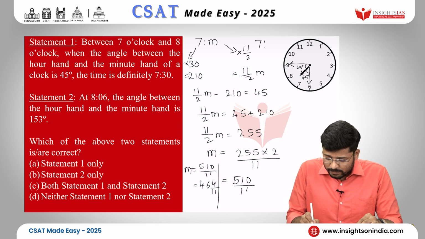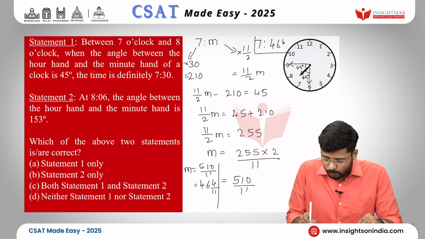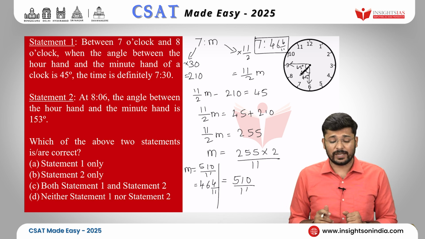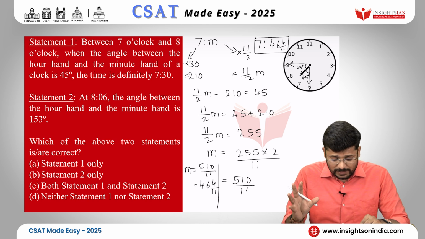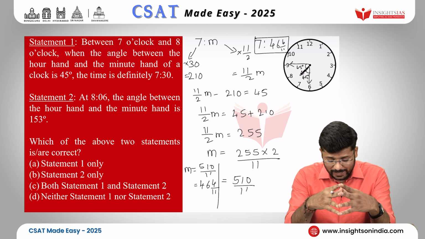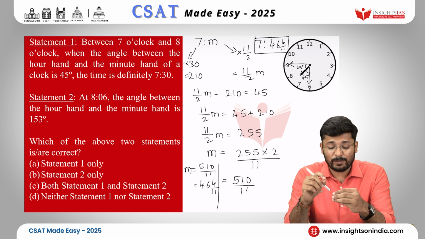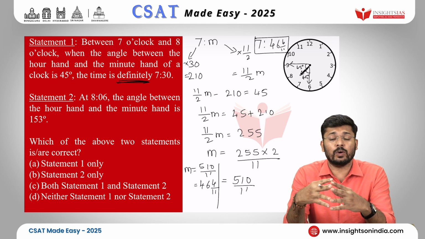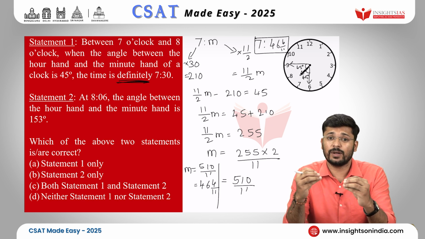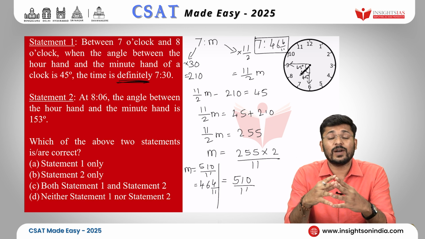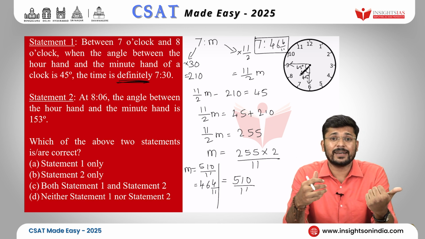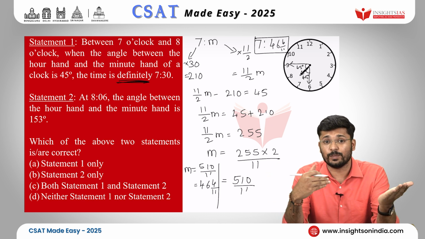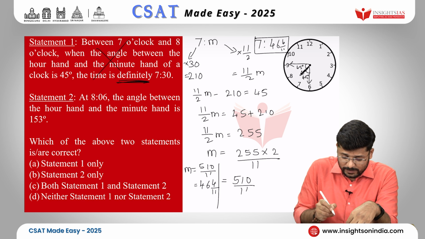So when the time is 7 hours 46 4 by 11 minutes, even then the angle between the hour hand and the minute hand is 45 degree. Now look at the statement. Between 7 o'clock and 8 o'clock, when the angle between the hour hand and the minute hand of a clock is 45 degree, the time is definitely 7:30. The keyword is definitely. If they had given us that the time can be 7:30, we could have said yes. However, they have said the time is definitely 7:30. No, because the time could be 7:30 or the time could be 7 hour 46 4 by 11 minutes. There are two possibilities. So statement 1 is wrong.